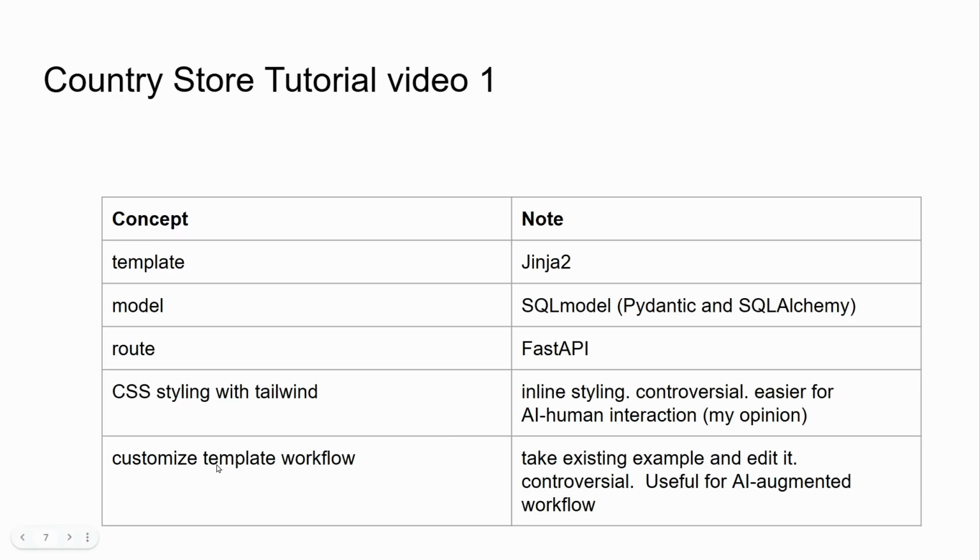We also covered how to customize the template workflow, where you take an example demo, like the header or the guts of the page, and you delete the unused portions, and then you add the pieces that are specific to your store or your application. This workflow is also useful for AI augmented interaction, where you tell the AI that you want to change the page in this way. However, you do need to learn what to do, or else it's going to be difficult to control the AI.